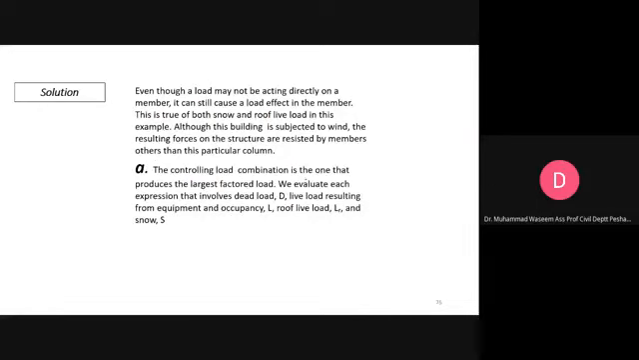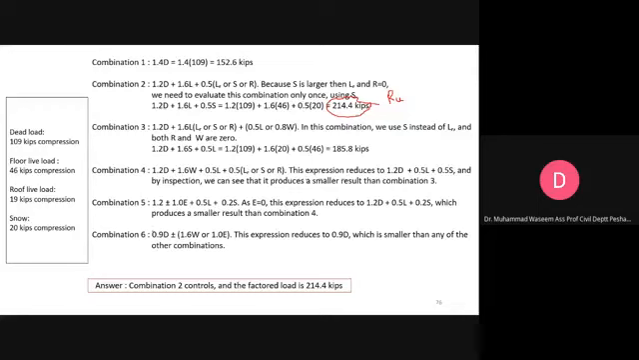So how has it proceeded? You can go through the theory and you will see that there are 6 combinations for these loads which are mentioned by the code. You have to check every combination and see which combination is giving you the maximum value. So combination number 2 is the controlling combination, and this is the answer to the first question.